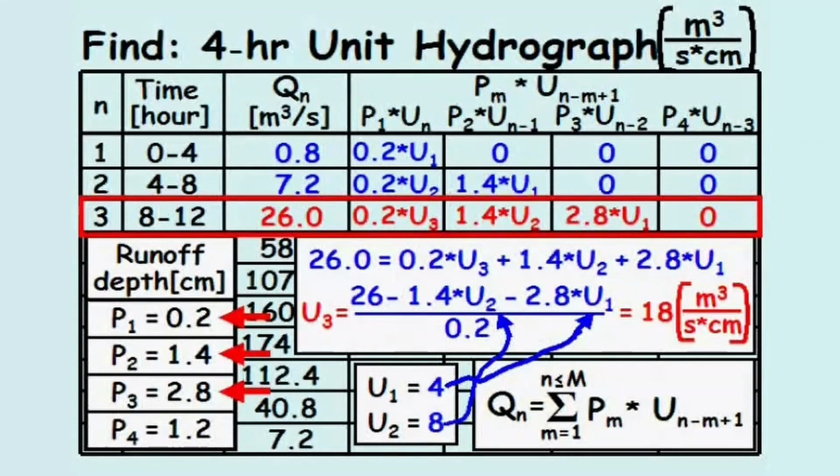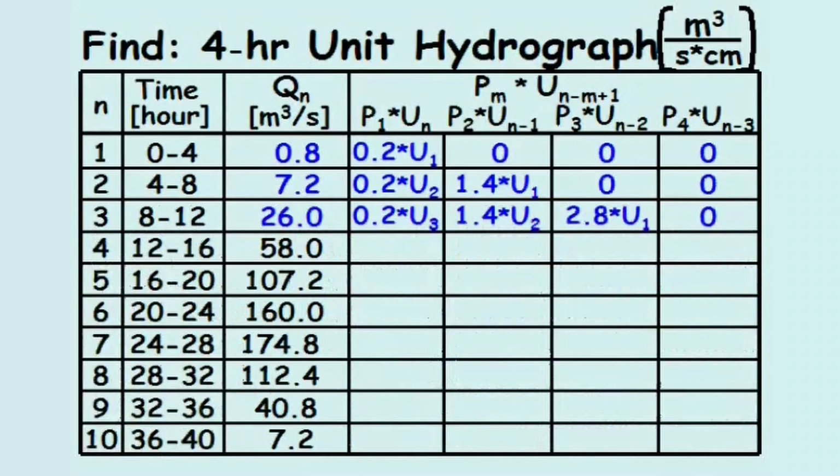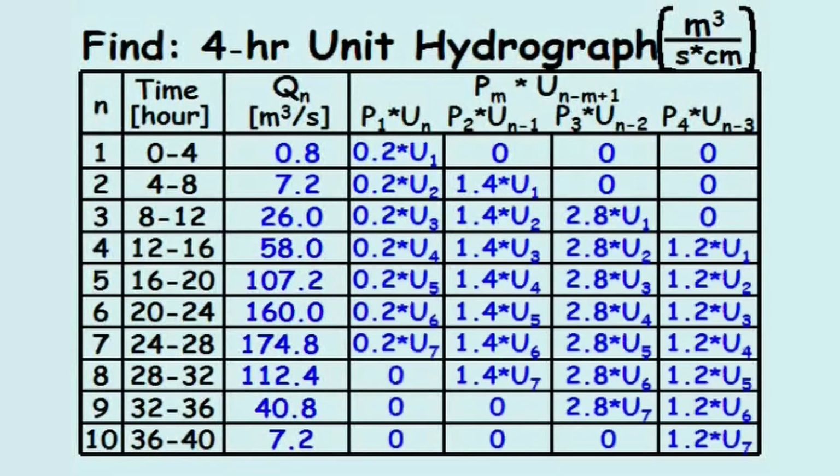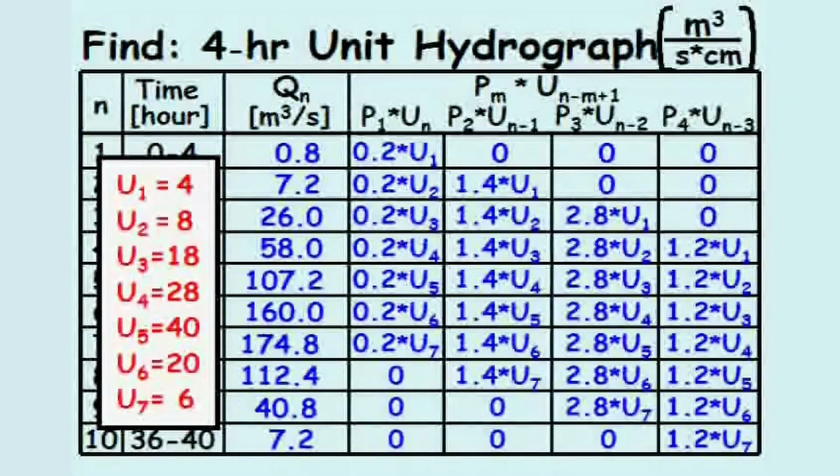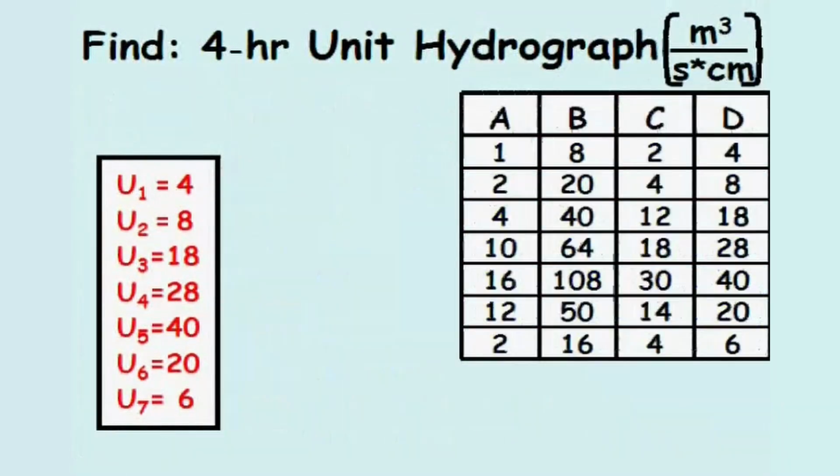If we continue this process for the entire hydrograph, we can complete the table and solve for all unit hydrograph ordinate values. When reviewing the possible solutions, the answer is D.